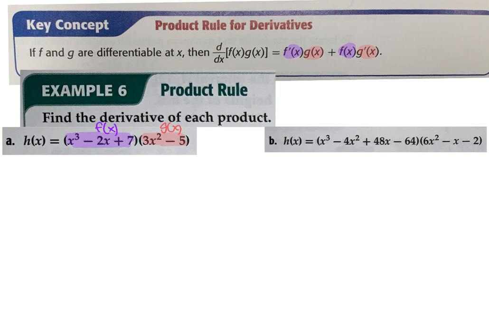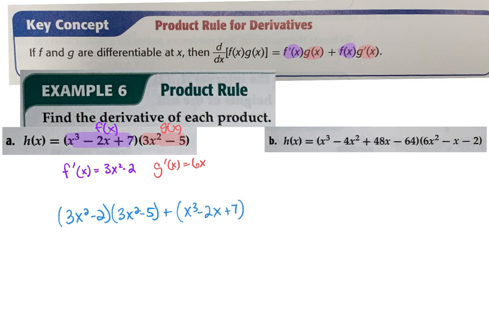All right. And so what I like to do here is I like to find the derivatives first. So we're going to find the derivative of our first function, which would be 3x squared minus 2, right? That's the derivative of that first piece. And then the derivative of the second piece would be just 6x. All right? And so now we're going to put all this into our formula. So our formula says the derivative of the first, well, that's 3x squared minus 2, times the second function, not touched, 3x squared minus 5, plus the first function, not taking the derivative, x cubed minus 2x plus 7, times the derivative of the second function, which is 6x.